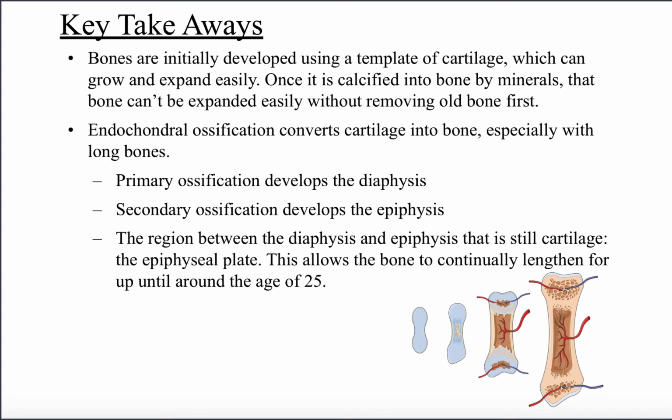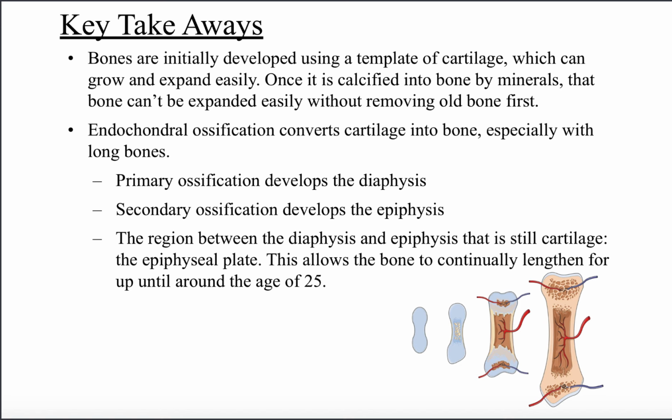Most bones are initially developed using a template of cartilage, and in some cases soft tissues, and that soft tissue or cartilage is capable of growing and expanding easily. But once it's calcified, it doesn't expand easily, and you have to remove bone to get it to grow bigger. You have to do osteoclast work, cleaning up work, in order to get the bone to grow. Endochondral ossification converts cartilage structures into bones, especially when it comes to making the long bones.